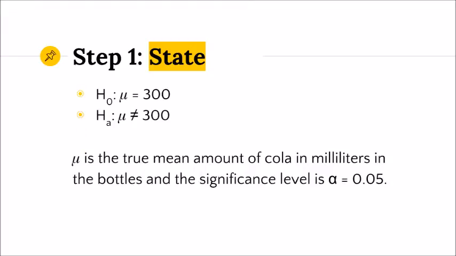For this problem, the null hypothesis is H sub 0, mu equals 300, and the alternative hypothesis is H sub A, mu does not equal 300, where mu is the true mean amount of cola in milliliters in the bottles. We will use the significance level, alpha equals 0.05.